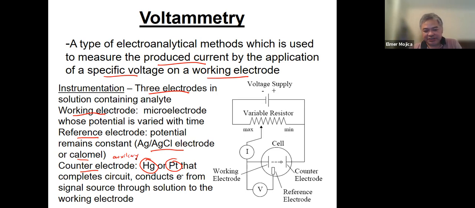completes the circuit. What the auxiliary electrode does is conduct electrons from the signal source through the solution to the working electrode. So this is how it looks: the three electrodes all in an electrochemical cell. You apply a potential to it, and the current will be measured and then transferred to what we call a readout system.